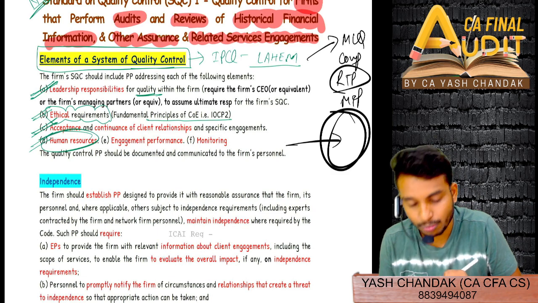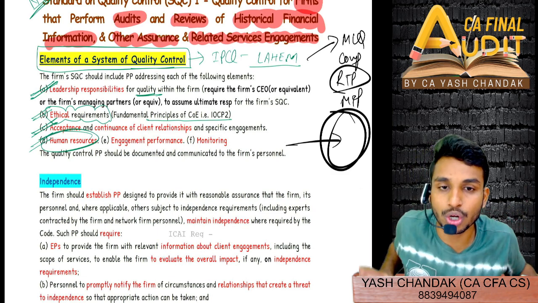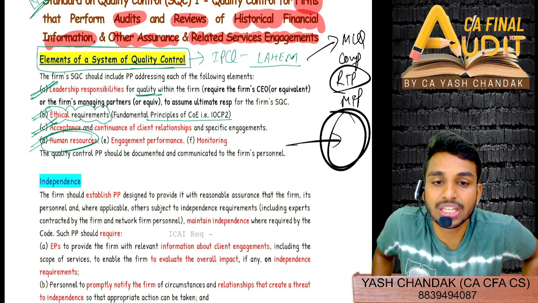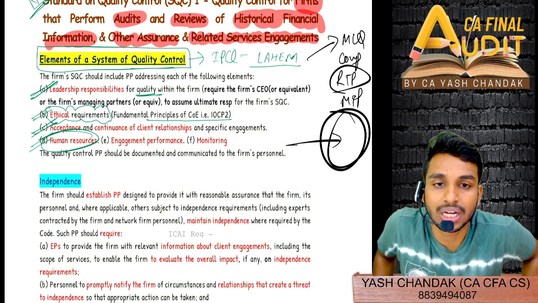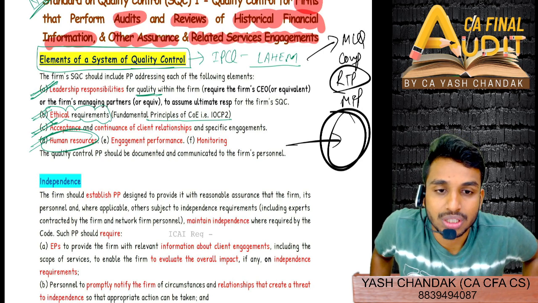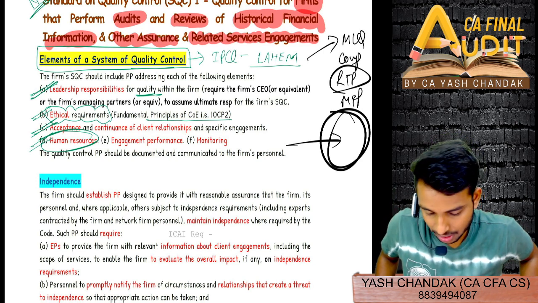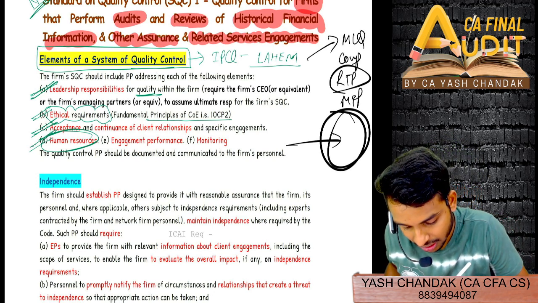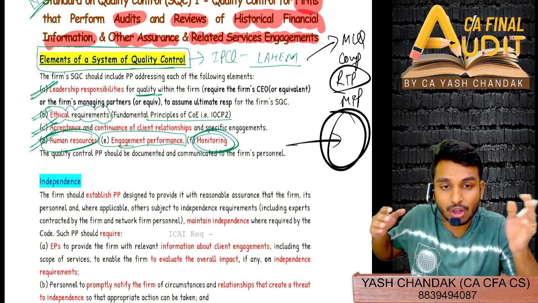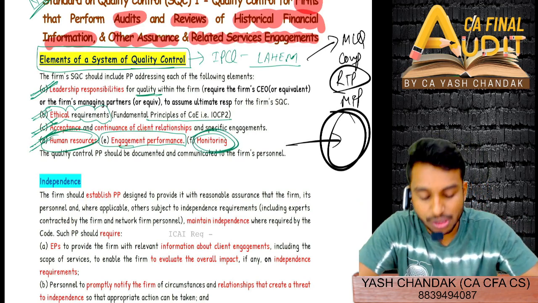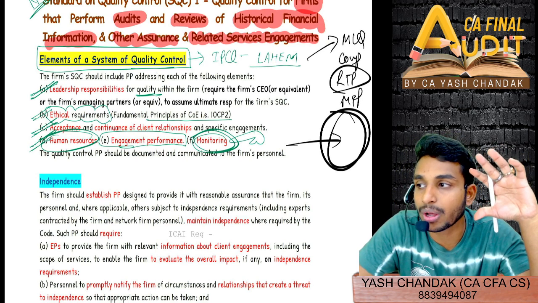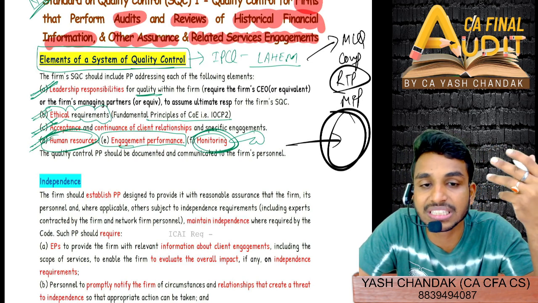And lastly, the human resources point: whether in the firm everyone is happy or not, whether you are getting leaves for your exam, all the articles, whether you are getting leaves for your marriage or not. So everyone has to be happy. So the human resources point has to be seen, and then engagement performance, how it is performed, and lastly the monitoring of all these points. Monitoring: whether all the points have been covered or not. Whether proper monitoring of SQC1 is done by the firm or not has to be declared annually.